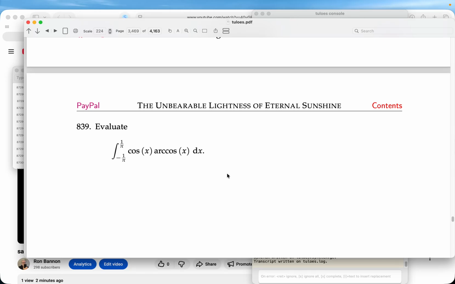Okay, problem 839, it's a definite integral. And it looks like it's starting at minus 1 over pi up to 1 over pi. It's a product of cosine and the arc cosine. All right, we want to do some work.